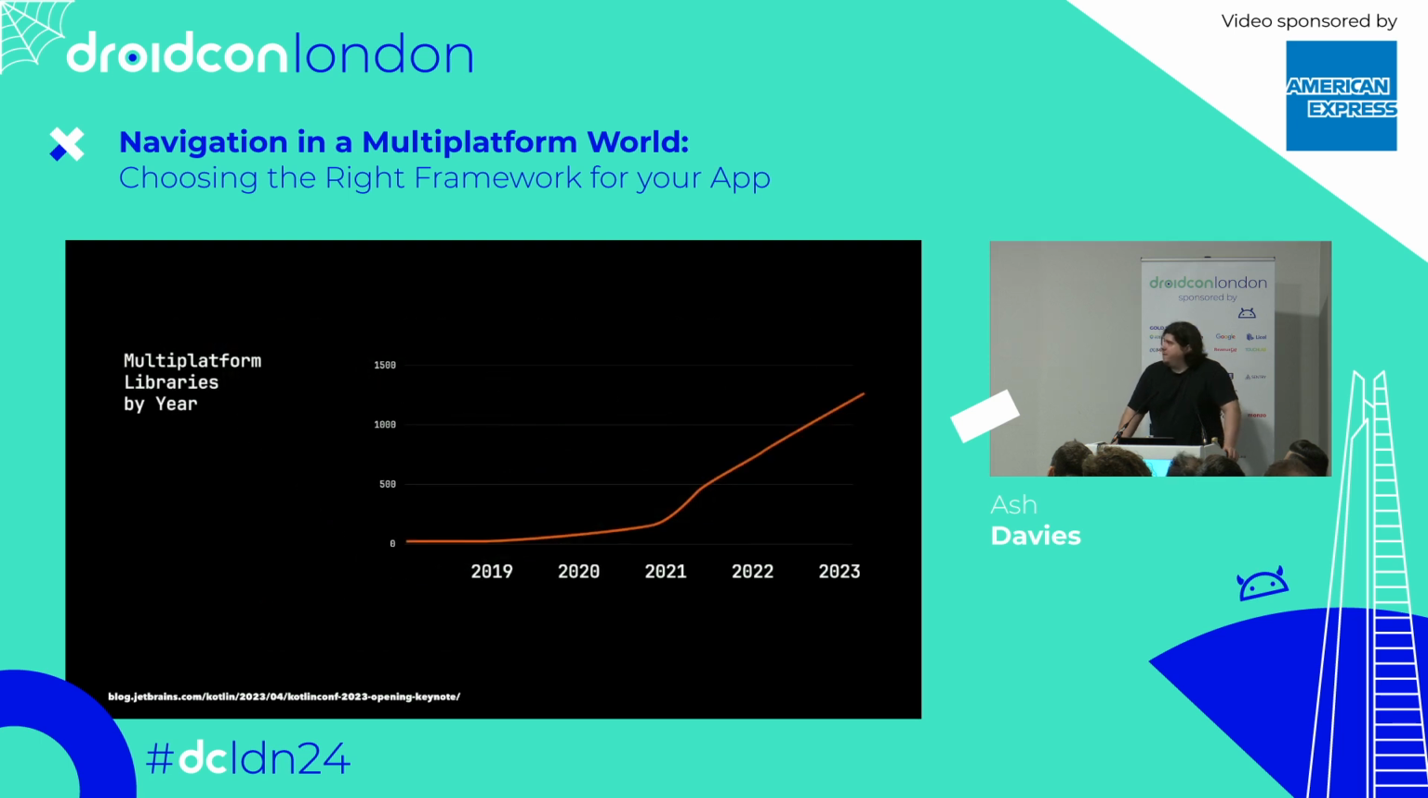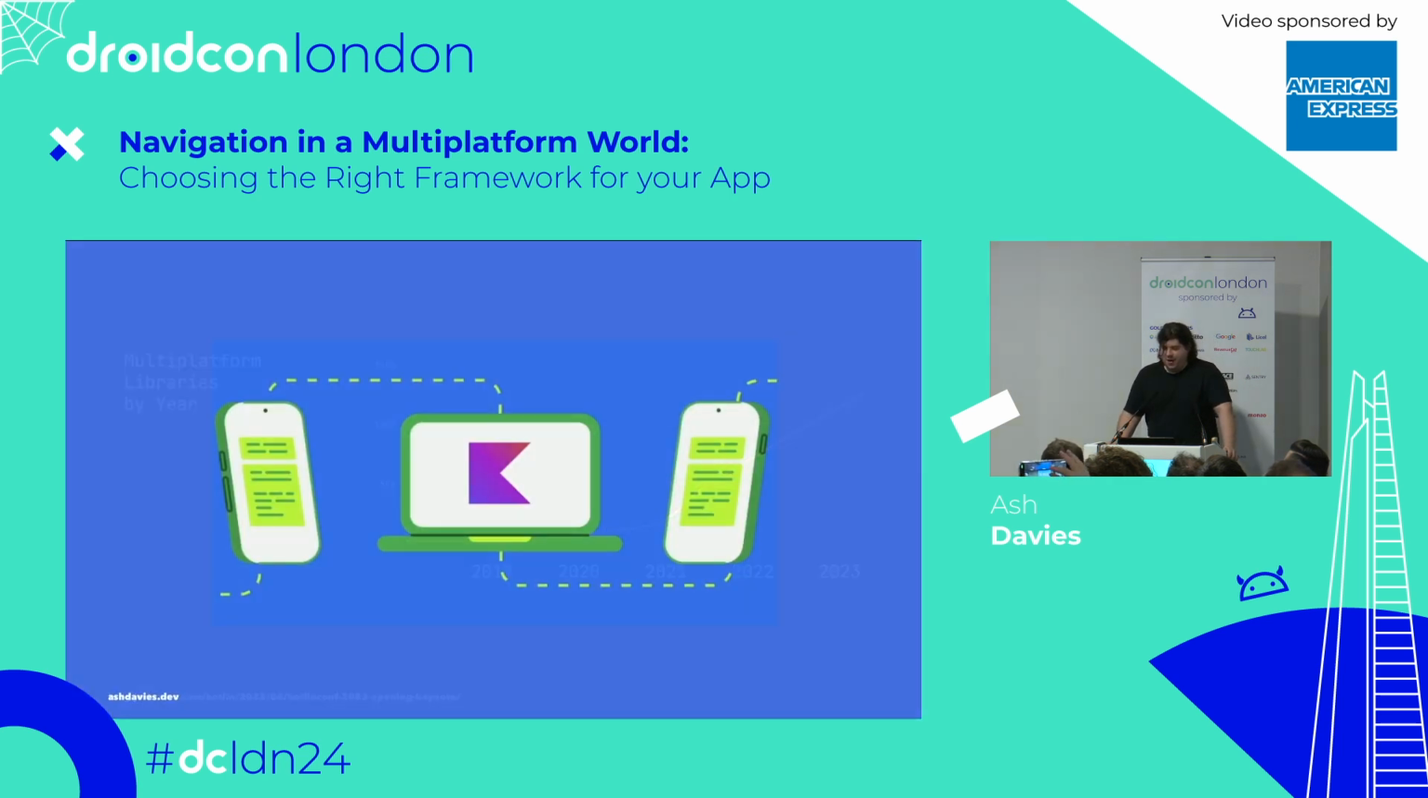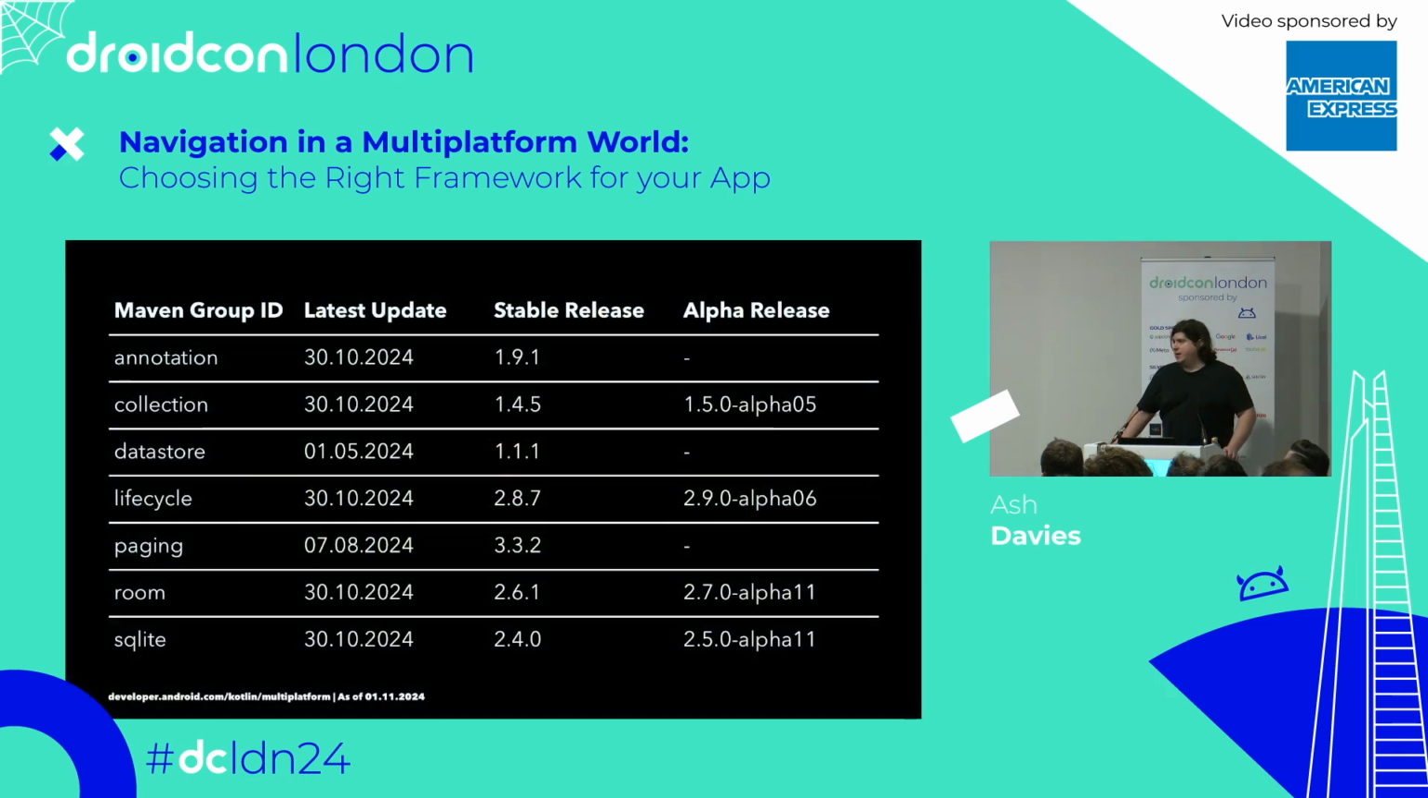We had this information from KotlinConf 2023 that the number of multiplatform libraries available for Kotlin is increasing drastically year on year. In 2023, it was roughly 1,200. There's no good scale on this graph, so it's hard to say for certain. But then at Google I/O earlier this year, Google announced Kotlin Multiplatform as a primary citizen, which is awesome. And we saw at the Android Show yesterday as well that we've got support in various Jetpack libraries for Kotlin Multiplatform. So things like annotation, collections, DataStore, lifecycle, paging, and Room and SQLite.